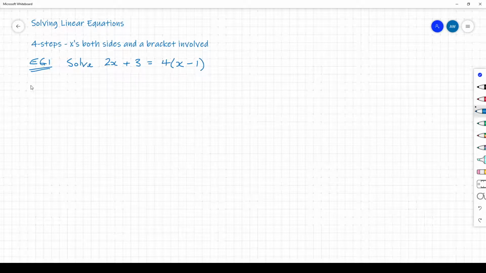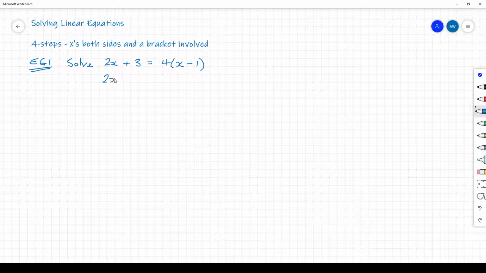So the first step in solving this equation is to get rid of this bracket, and then we are turning it into an equation that just has x's on both sides. We can see we have an x term on the left hand side, and an x term inside the bracket on the right hand side. When we expand this bracket, we're obviously going to have an x term on that side as well.